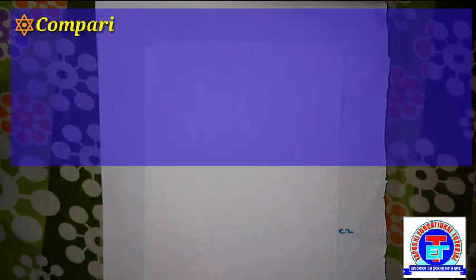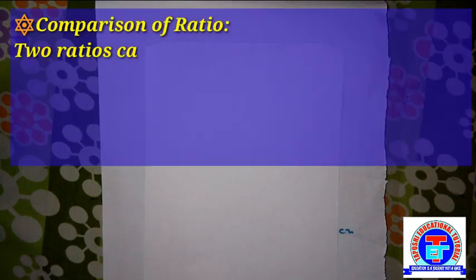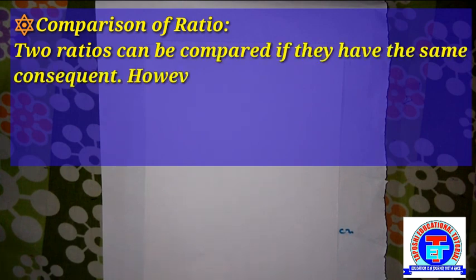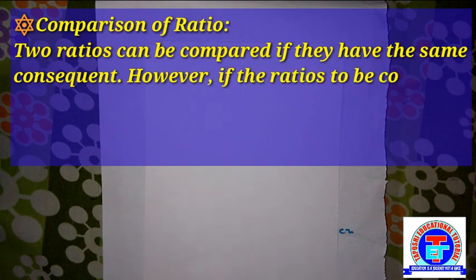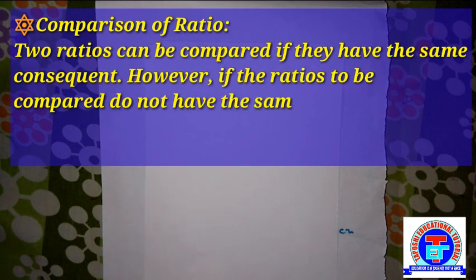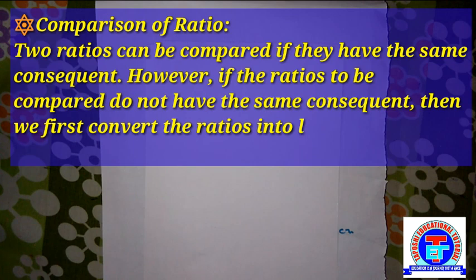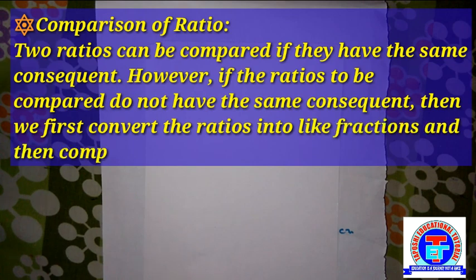Dear student, here we discuss some comparison of the ratio. So what about the comparison of ratio? Two ratios can be compared if they have the same consequent. However, if the ratios to be compared do not have the same consequent, then we first convert the ratios into fractions and compare them, right? So let's try a given example for better understanding.